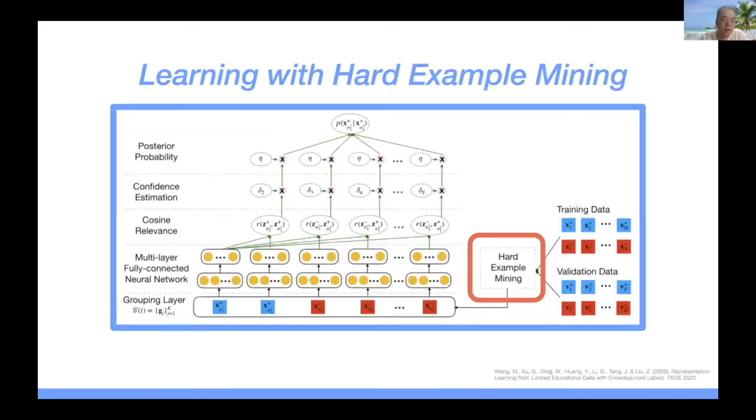As I introduced in RIL, the grouping is done with a random strategy. We just randomly pick positive and negative examples together. However, this is not the most efficient way to create groups, because maybe in our data sets, some data distributions are easy to capture, so we don't want them to repeat in our training groups again and again. So this year we introduced a hard example mining strategy into RIL.